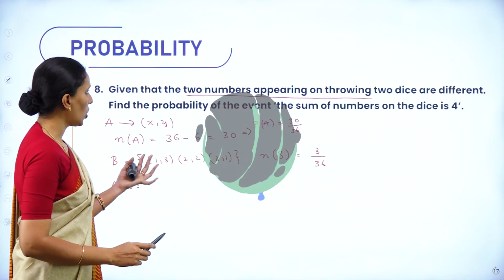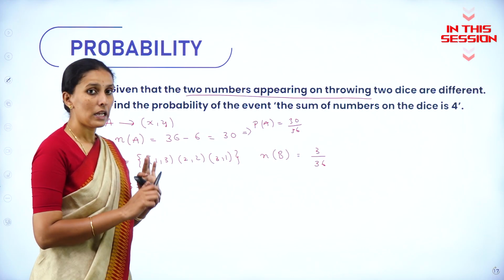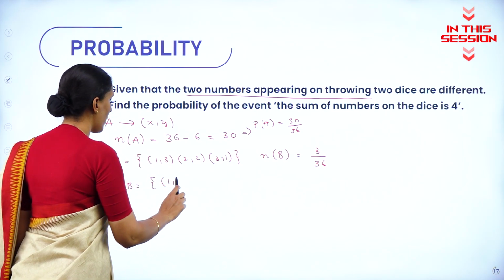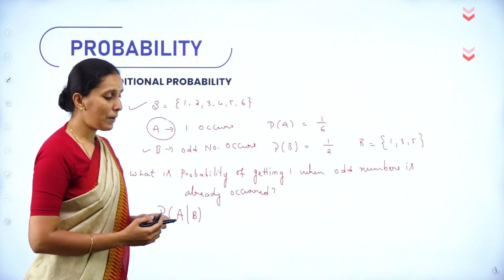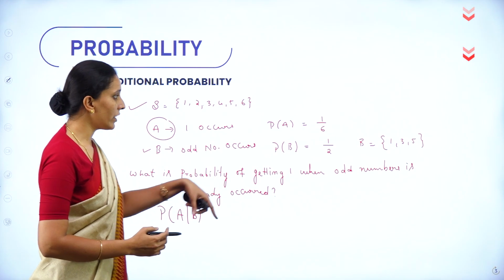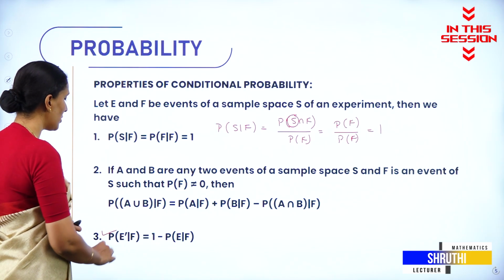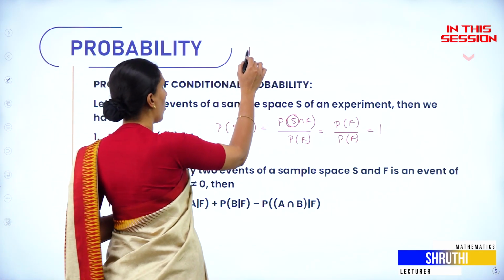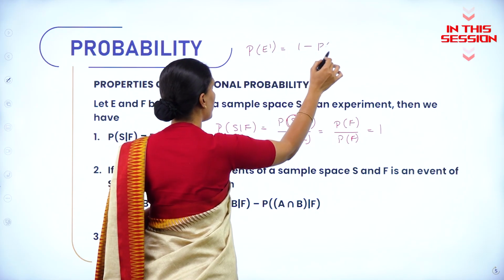The number appearing on the die should be different, as well as the sum of the dice numbers should be equal to 4. Then the only possibilities are 1, 3 and 3, 1. When we are calculating the probability where B has already happened and we need to calculate the probability of A, if we are calculating the probability of a complementary event, we know that the probability of the complement of event E, that is E dash, is 1 minus P of E.